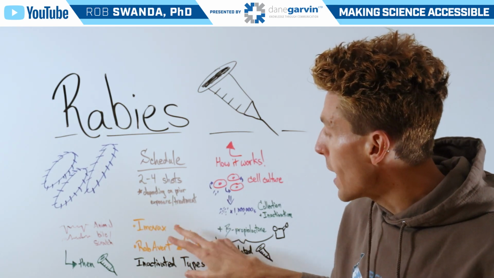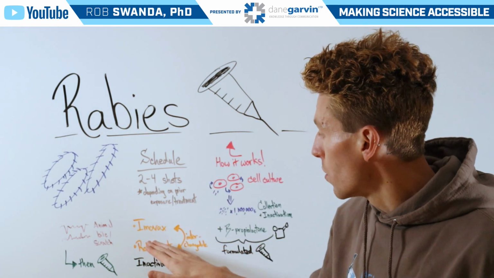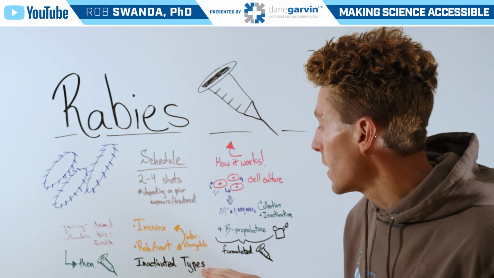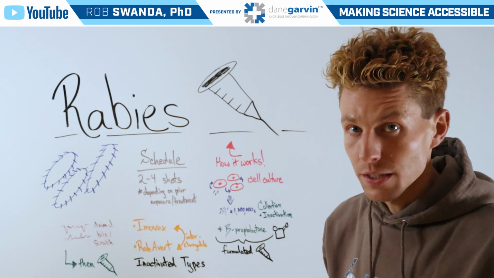Now, there are 2 main vaccine types that are on the market as rabies vaccines. Those are Imovax and RabAvert. Both of these are inactivated types, and they're completely interchangeable throughout that 4-shot series.